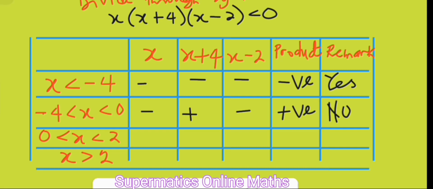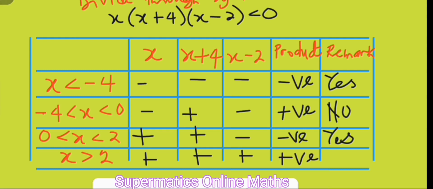Now for x lying between 0 and 2, x is positive, x plus 4 is positive, but x minus 2, let's say we try 1, is going to be negative. And as a result, the product is negative. That is another yes for the range of values for the solution. Then for values of x greater than 2, say 3, x is positive, x plus 4 is positive, and x minus 2 is positive. That gives a positive product, which is a no.